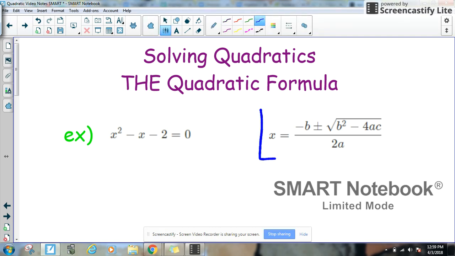So we now have the formula, all right? You don't need to prove that. I just wanted to show that to you for fun. But let's assume we now have it. How do you use it to solve a quadratic? Let's go ahead and try this example.